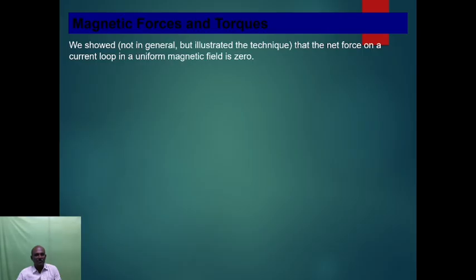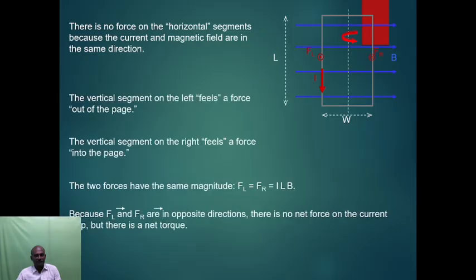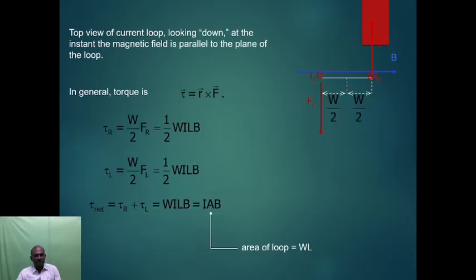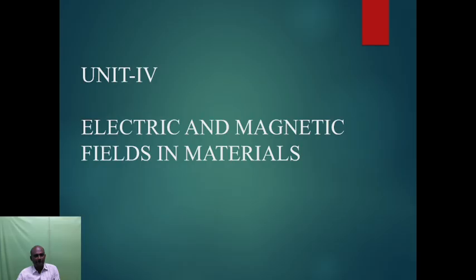And magnetic forces and torques. So here we have mechanical torques. Equation for torque: torque is R cross F, where R is the radial distance and F is the force. So we can derive the torque.